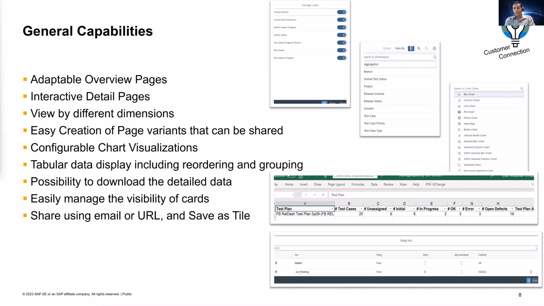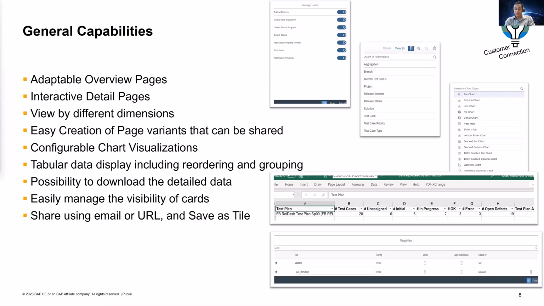The general capabilities being, we have adaptive overview pages, which means you can adapt the look and feel of the cards, and each of these cards you can set up as per your liking. You don't have to necessarily go with what has been delivered, but you can adapt these overview pages as per your liking. How do you want to have this based on your visual display, and what is your consideration? What exactly is the information that you want to see first or you want to see last? You can adapt it based on your liking.